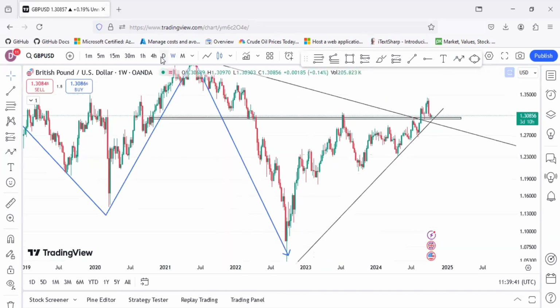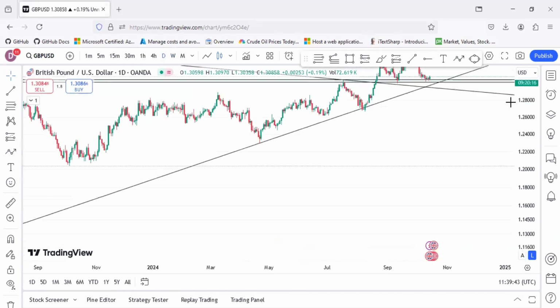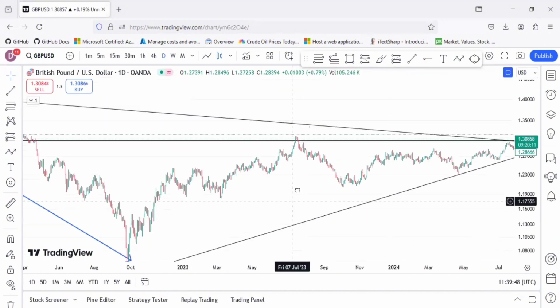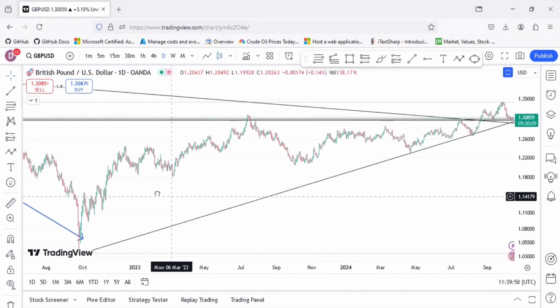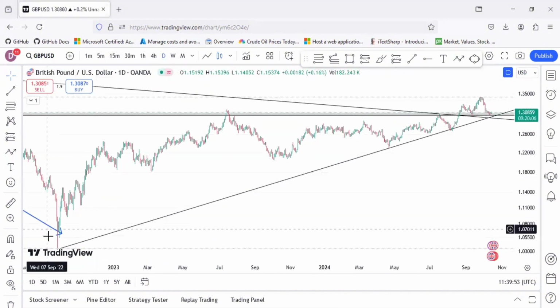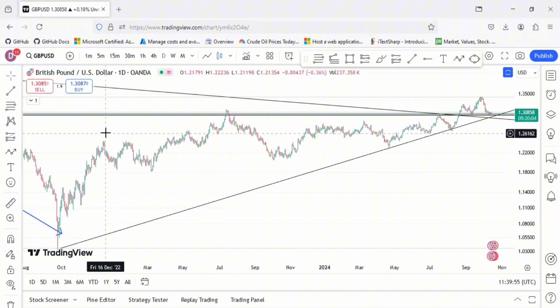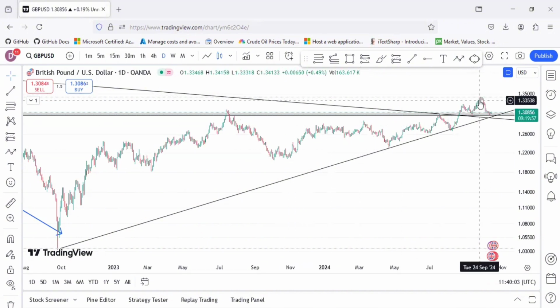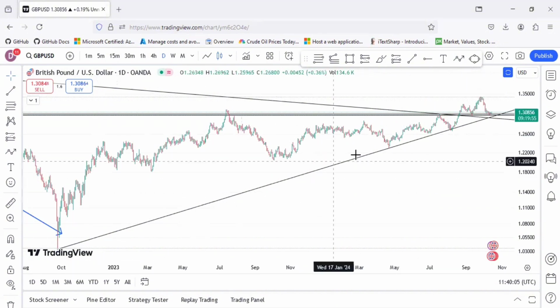What is happening on daily? On daily, what do we have? You can see we have a series of higher highs on daily as well. We start from here. What do you see? High, low, higher high, higher low, higher high, higher low, higher high, higher low, and higher high. Okay, so that means on daily we are also in an uptrend.